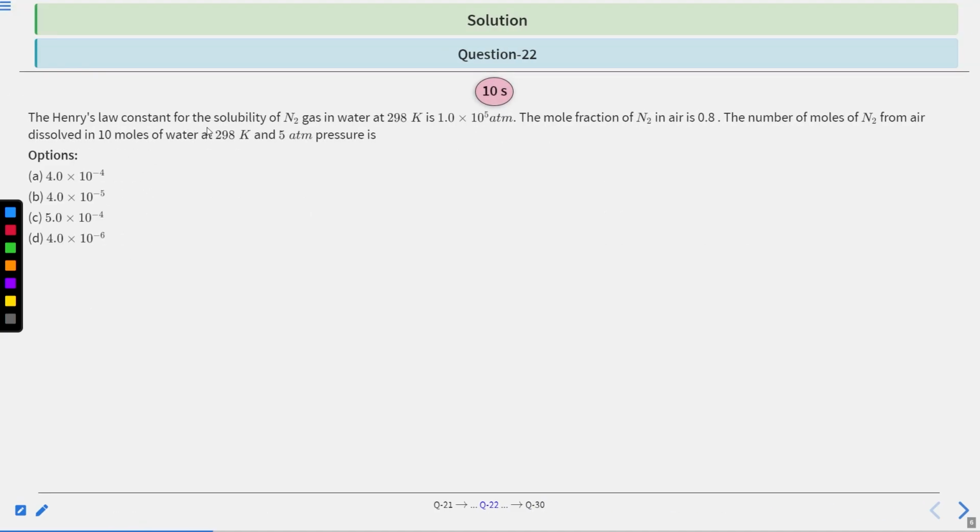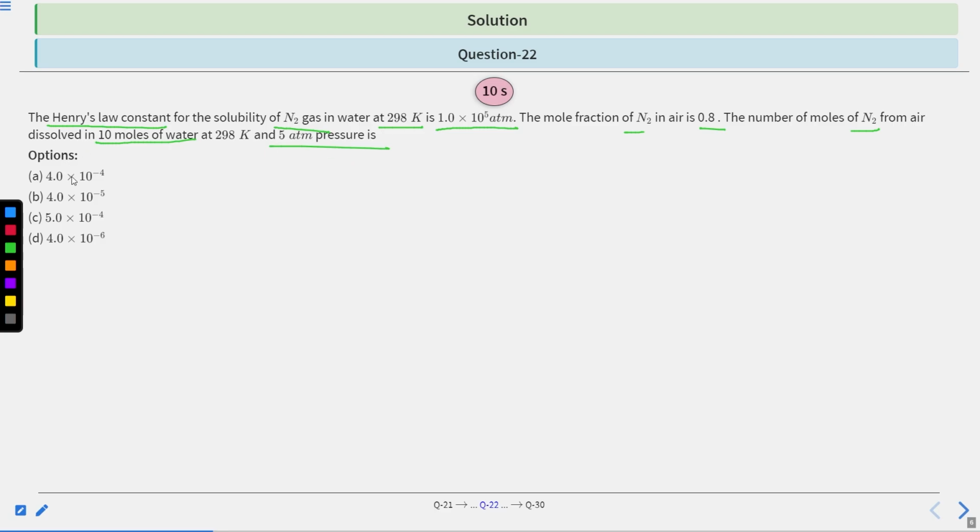The Henry's law constant for the solubility of nitrogen gas in water at 298 Kelvin is 1 into 10 to the power 5 atmosphere. So we have given Henry's law constant. The mole fraction of N2 in air is 0.8. The number of moles of N2 from air dissolved in 10 moles of water at 298 Kelvin and 5 atmosphere pressure is. So we have to find out the number of moles of nitrogen from air which dissolved in 10 moles of water at 5 atmosphere pressure.